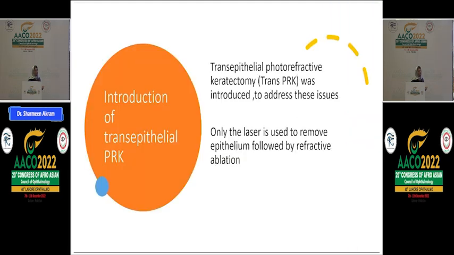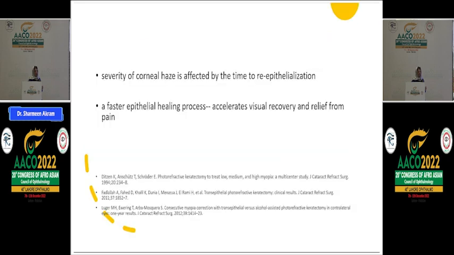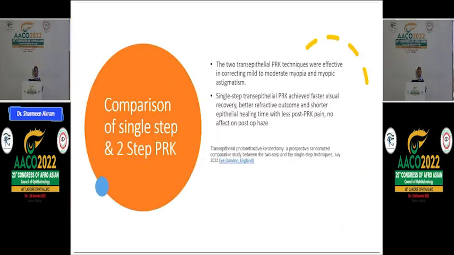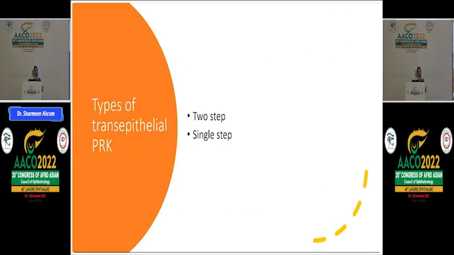Keeping these in mind, transepithelial PRK was introduced. In transepithelial PRK, the laser is used to remove the epithelium, and the same laser is then used to do the refractive ablation. This was based on the fact that if we are able to improve the reepithelialization, then the corneal haze will be less, the refractive outcomes will be better, and the post-operative pain will be better. Two kinds of transepithelial PRK were introduced, the two-step and the single-step.